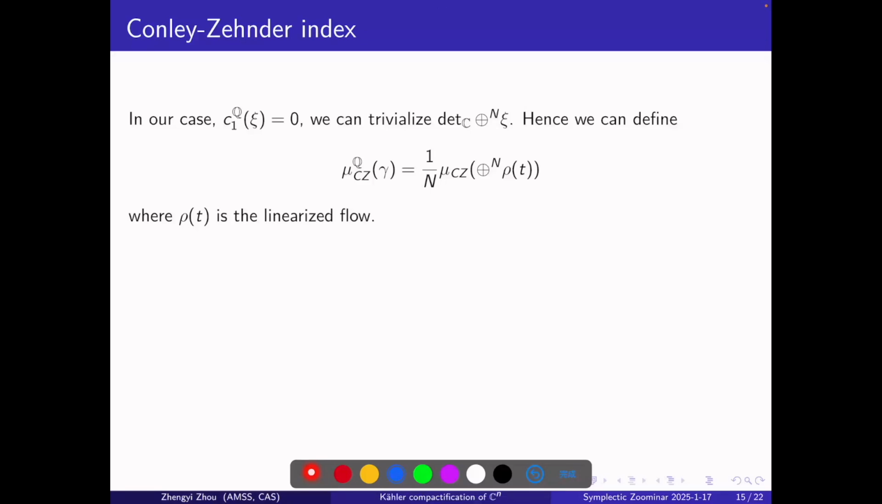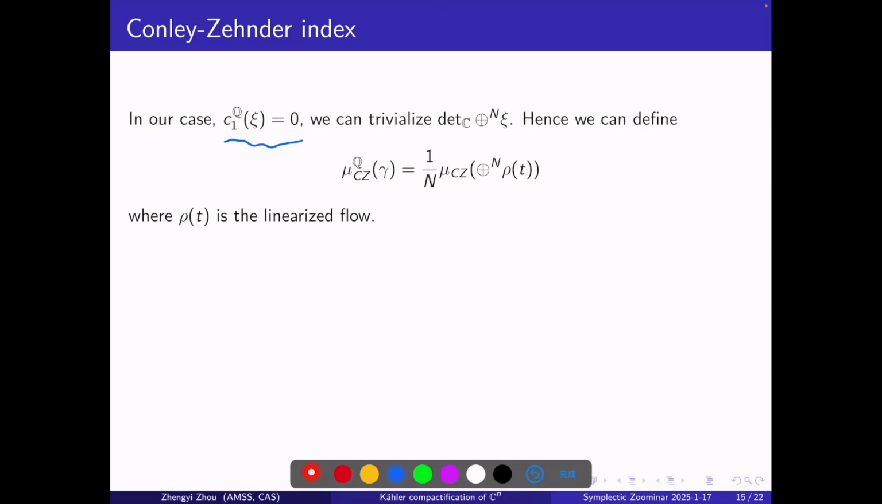The situation at hand is that we have the first Chern class of the contact structure being 0. That means we can find an integer n such that if you take a direct sum of n copies of this contact structure and take the determinant bundle, then you can trivialize it, because this first Chern class is torsion.